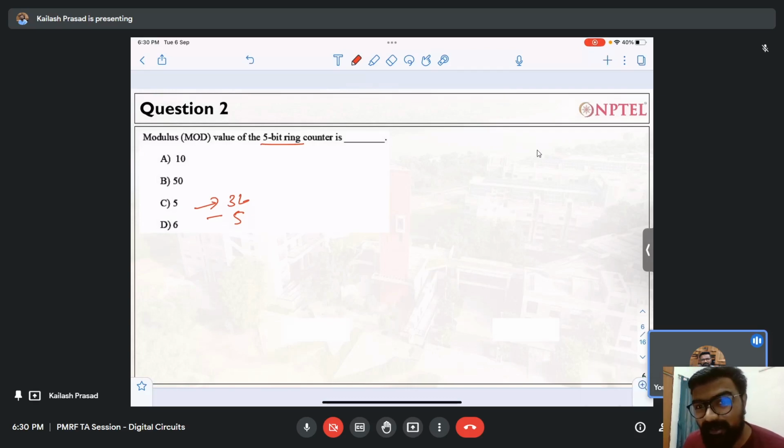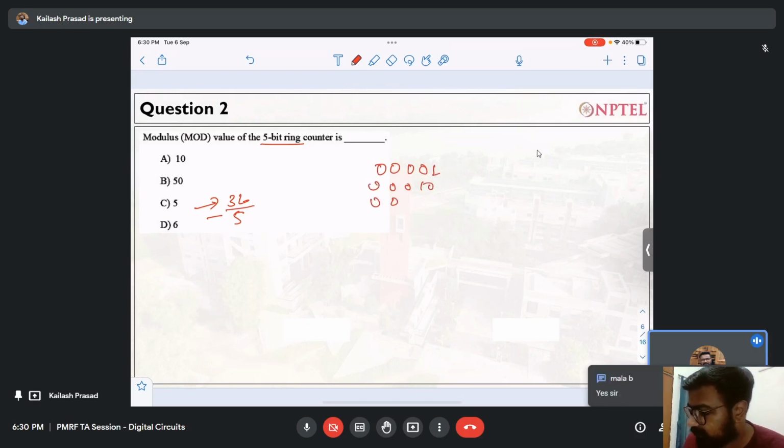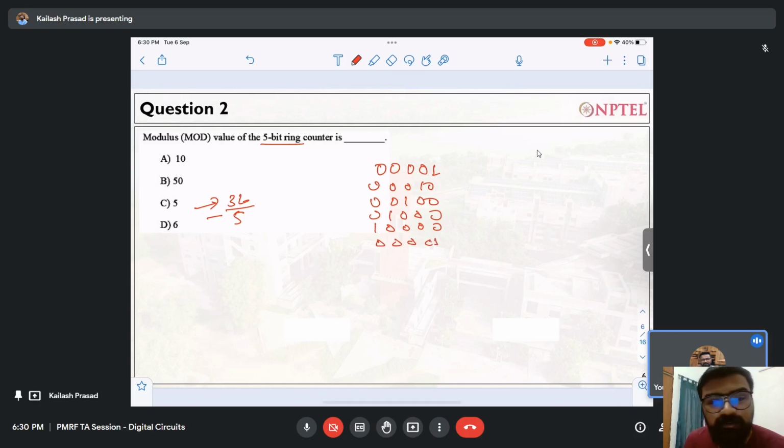It's a 5-bit ring counter. Please note that, that's very crucial. I understand 32 would have been correct if it was only a counter, but it's a ring counter. So how does a ring counter work? It will start as 00001, then 00010, then 00100, then 01000, then 10000, and then again 00001. So after 5 cycles, it will start repeating.